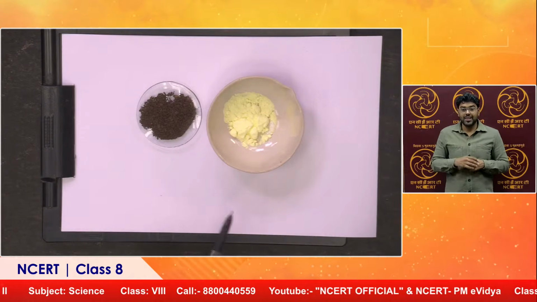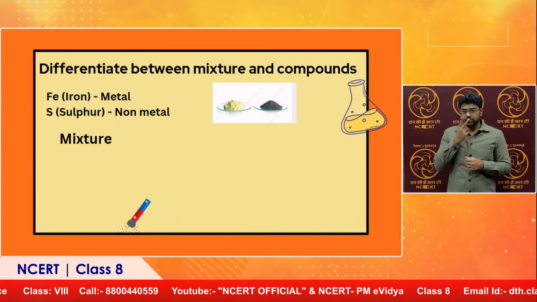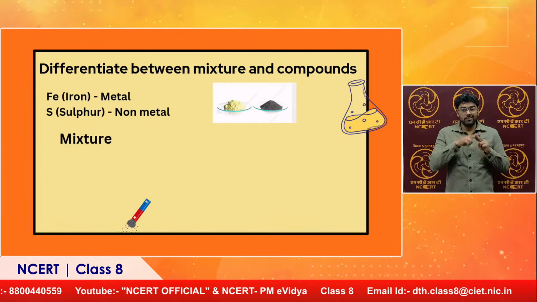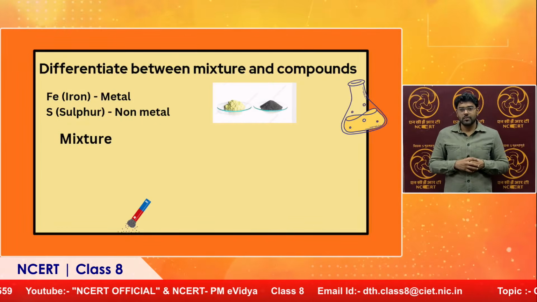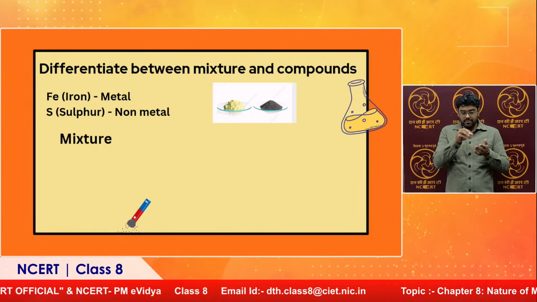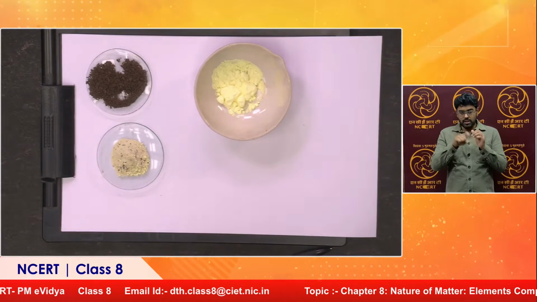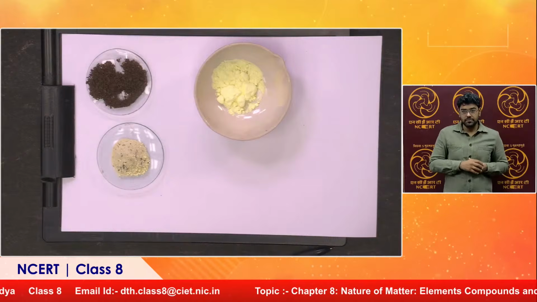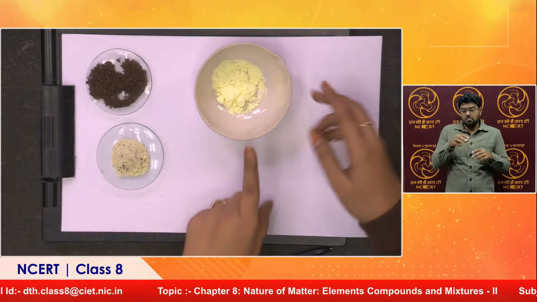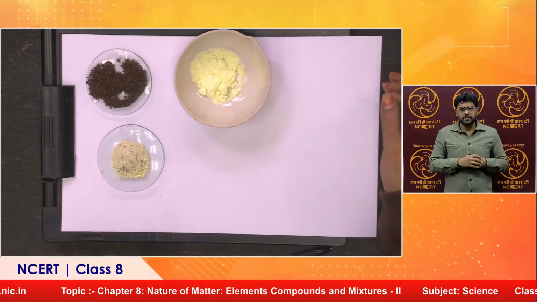We have also seen the colors of these two. For forming a mixture, if I need to prepare a mixture out of these two, I'll just pick up a small amount of iron and a small amount of sulfur and mix them together. So this is a mixture. I'm not concerned about how much iron I have taken or how much sulfur I have taken. I've just mixed them together and formed a mixture.